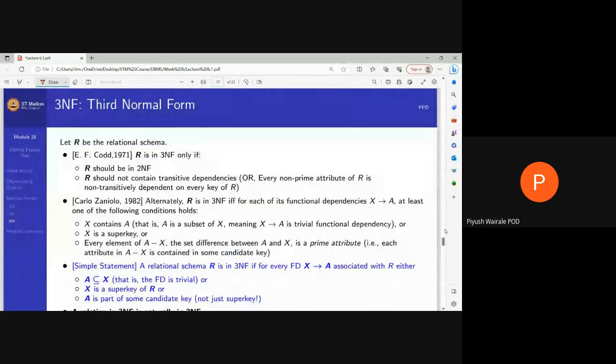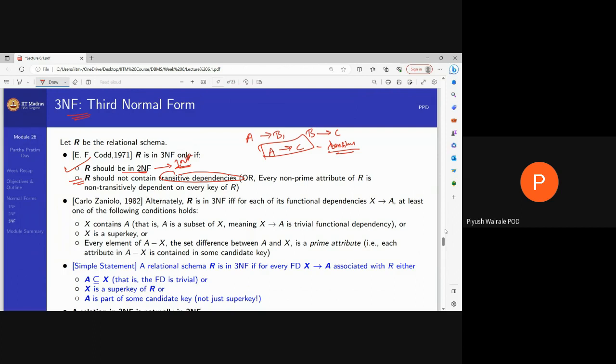Now what about third normal form? It should be in 2NF, and for that it should be in 1NF, right? Then if it is in 2NF, we can check for this particular thing: R should not contain transitive dependencies. What are transitive dependencies? If A determines B and B determines C, then I can say A determines C, right? This is a transitive dependency, and here we can see it directly by looking at the functional dependencies. But we have some more complex functional dependencies, and how do we identify those?